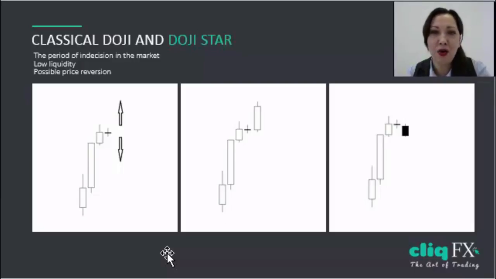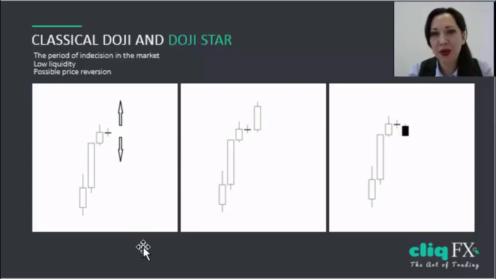No matter how obvious the pattern is, you need the confirmation. So to open a buy position, you need to wait until the next buy candle is formed. To open a sell, you need to wait until the sell candle is formed. Also, DOJI has a variation called DOJI star. DOJI star looks like a cross but with longer tails, upper and lower.